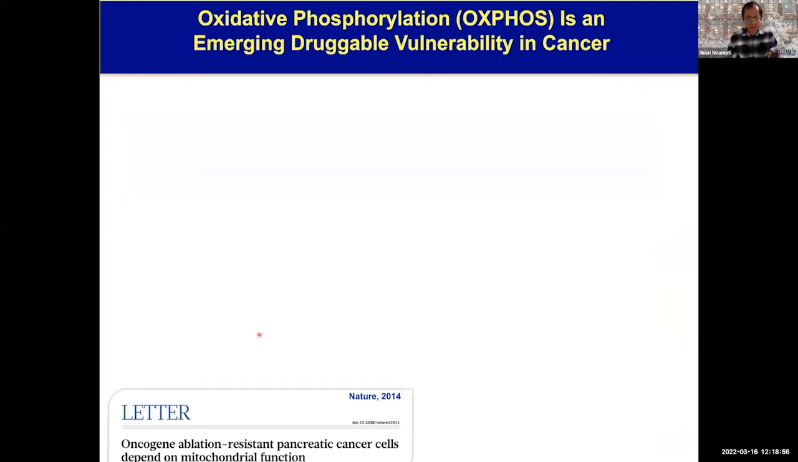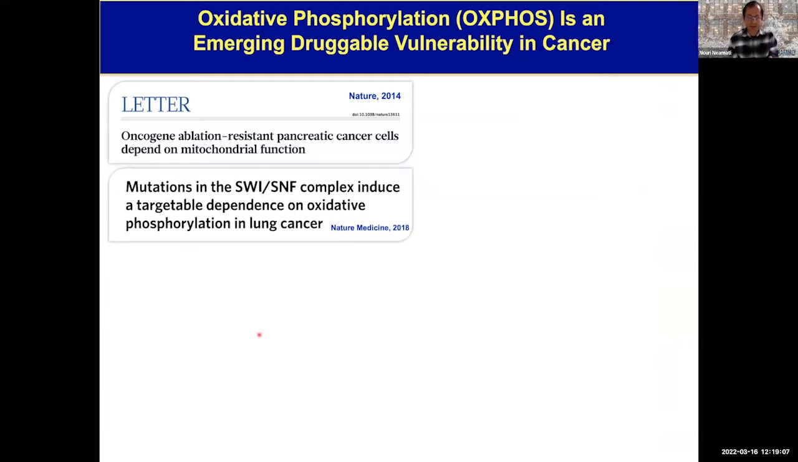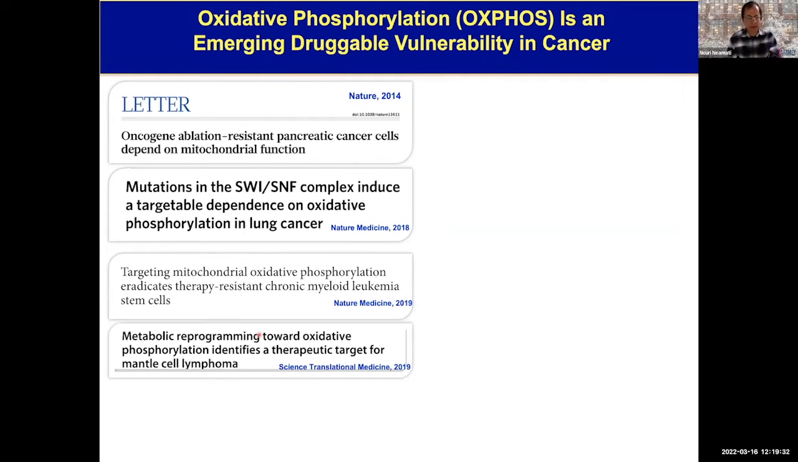During the past several years, several very high-profile papers were published showing, for example, that oncogene ablation-resistant pancreatic cancer becomes very sensitive to OXPHOS inhibition, and lung cancer cells with mutation in the SNF complex are extremely sensitive to oxidative phosphorylation inhibitors. Also in CML, the so-called residual disease, when it becomes a cancer stem cell, can be effectively eradicated by inhibition of OXPHOS, and also in mantle cell lymphoma, OXPHOS is very important.